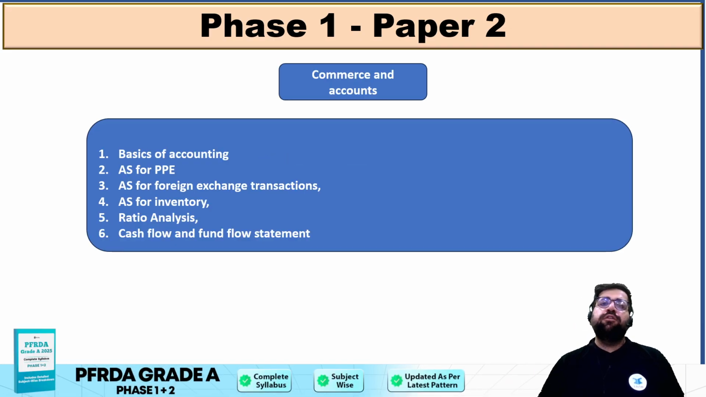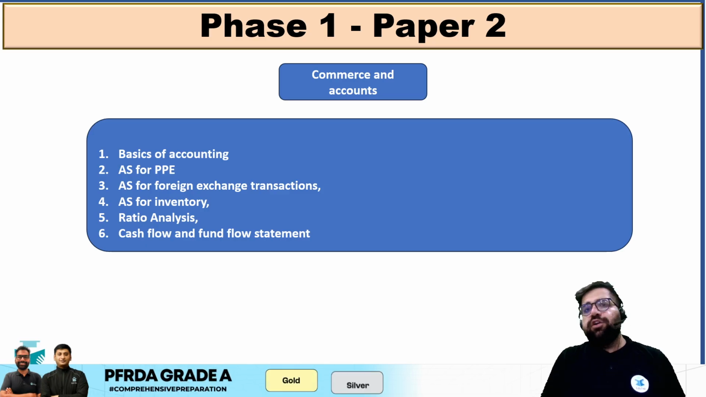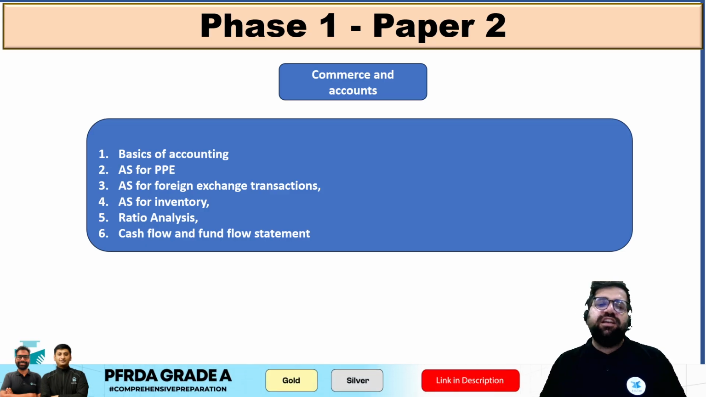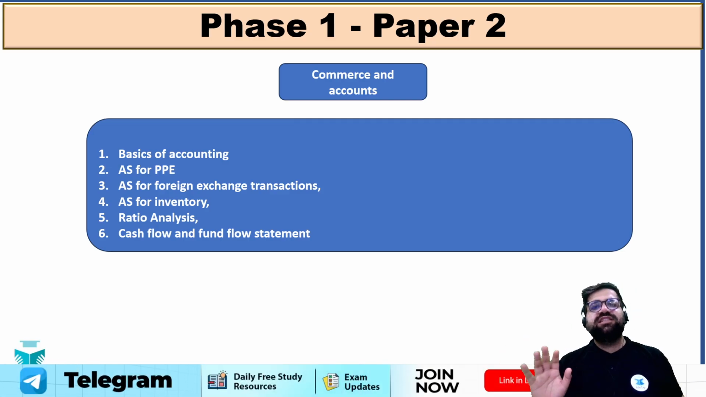Okay, moving forward to the most haunted one, commerce and accounts. Now in commerce and accounts, definitely we cannot do everything, right? We cannot do everything in the number of days which are left for phase 1. So in commerce and accounts, what you have to do, just do 6 chapters right now.